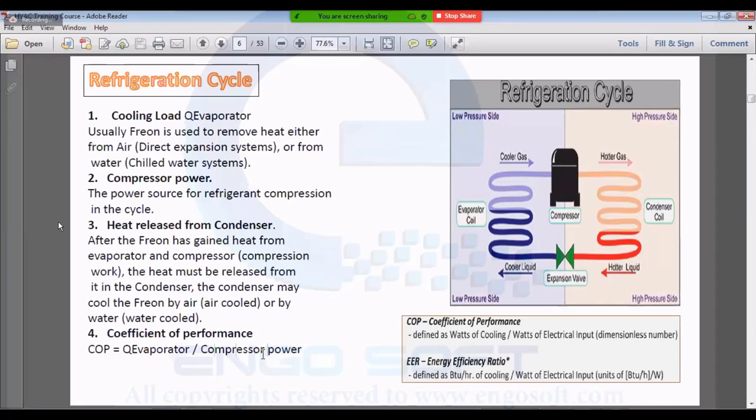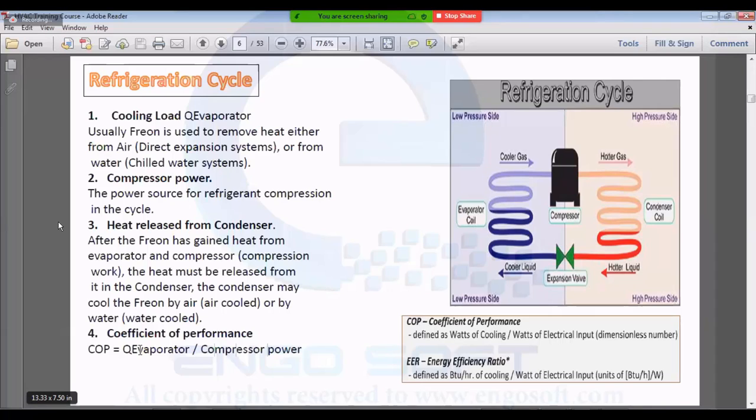Okay. We explained that the COP is the benefit that I gain, which is the cooling load, the Q evaporator, divided by the compressor power, which I am paying for. So which is better, COP equal to 10 or COP equal to 5, from an efficiency point of view?